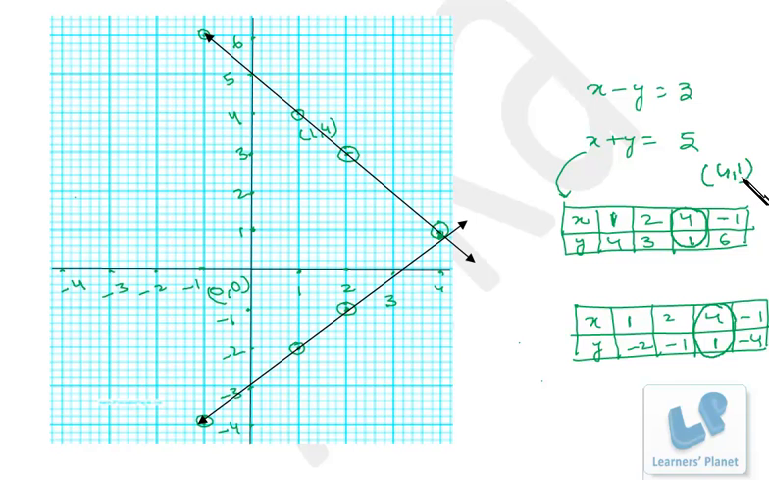Now there will only be a single solution for this set of equations. Now this line is going in this direction and this line is going in this direction. So they are not going to meet anywhere in the plane, right?